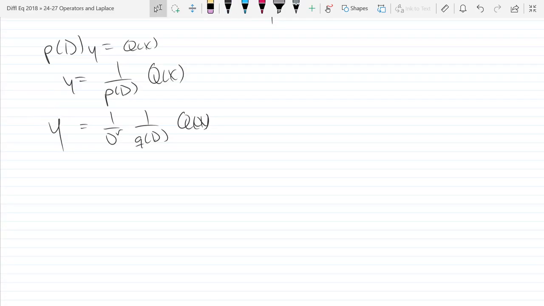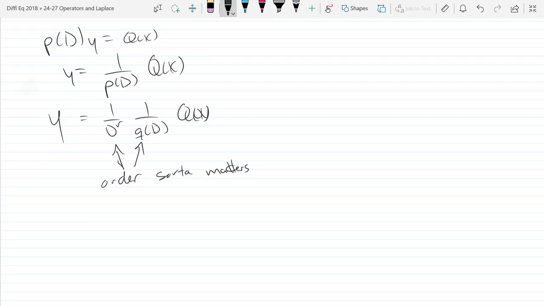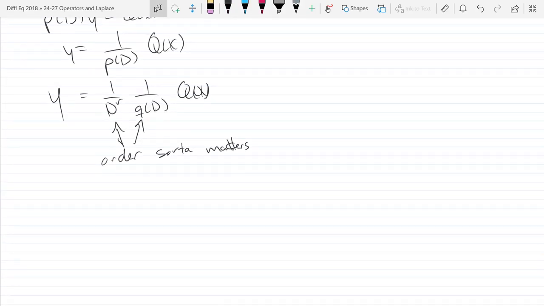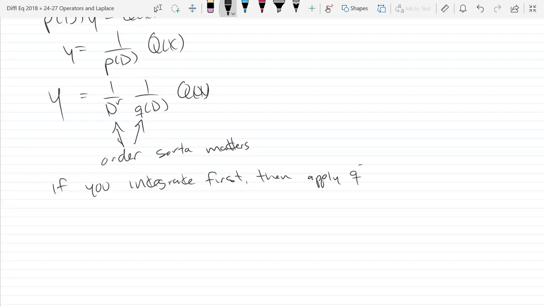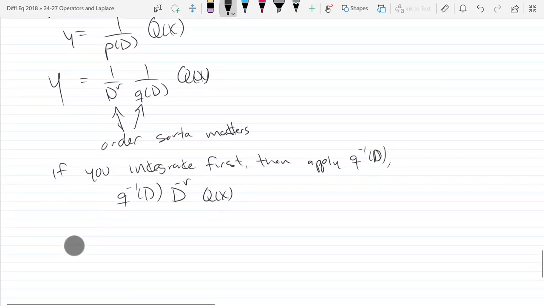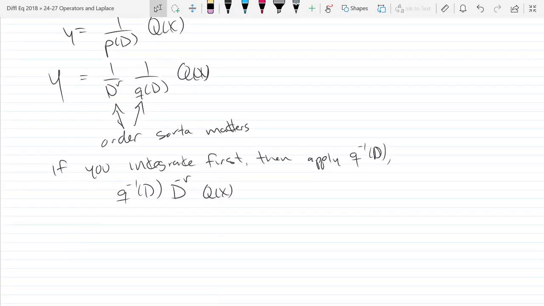All right, so I'm just going to copy what's in my notes. So these orders sort of matter. If you integrate first and then apply Q inverse of D, what that looks like is Q inverse of D would go second and D to the negative r would go first on big Q of x. So this, if you integrate first, meaning apply D to the negative r first, you'll get a y_p with some multiples of a y_c solution.